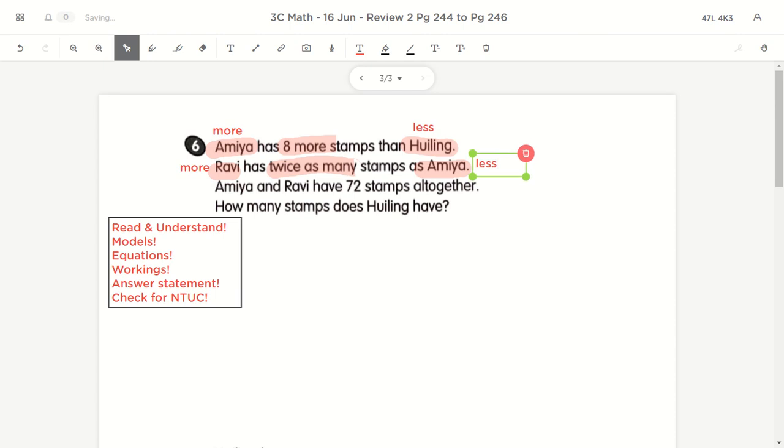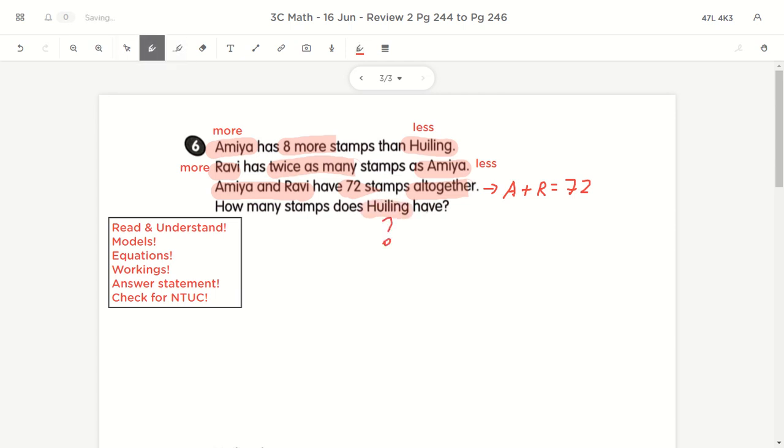After that, sentence number 3 says that Amia and Ravi, both of them only, not including Hui Ling, have 72 altogether. So for this part, this is what I will write. Amia plus Ravi would give you 72, because Amia and Ravi total 72, right? This is not including Hui Ling. So the question now is, how much does Hui Ling have?